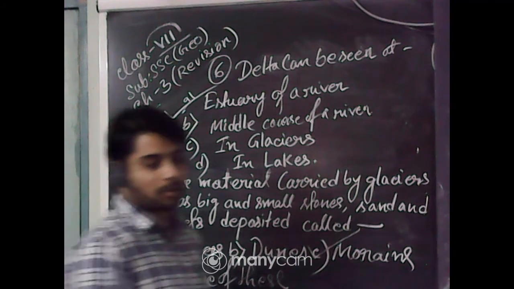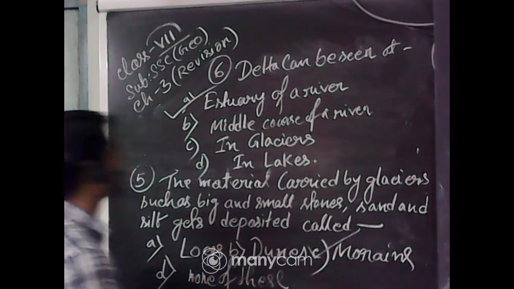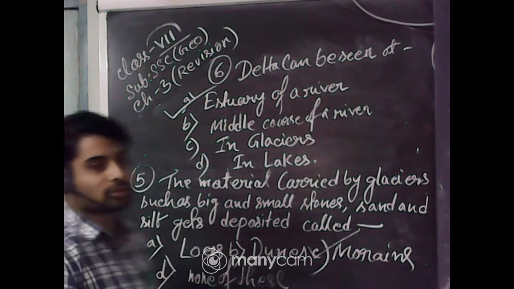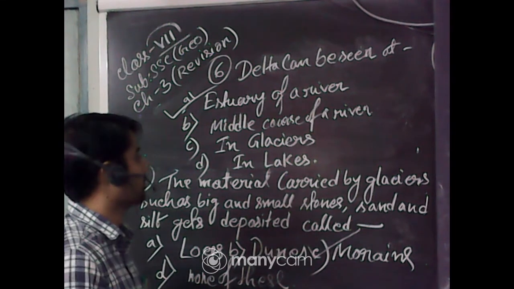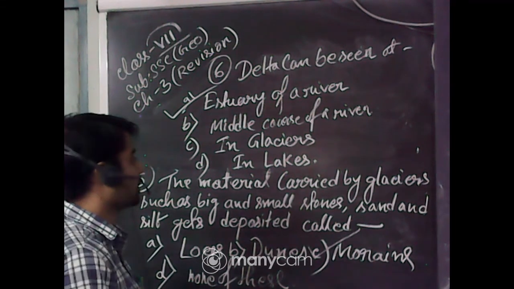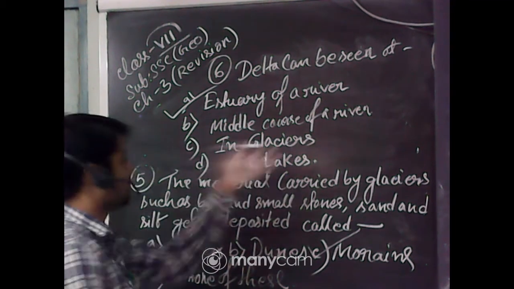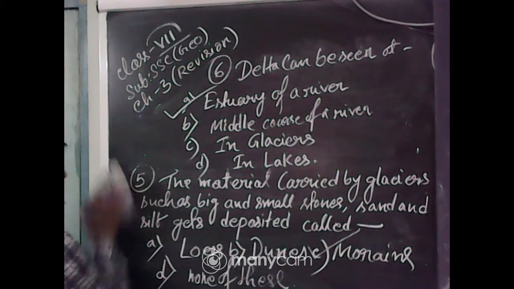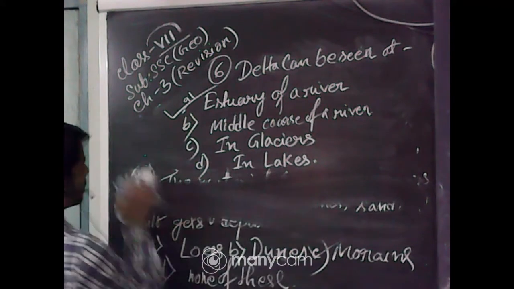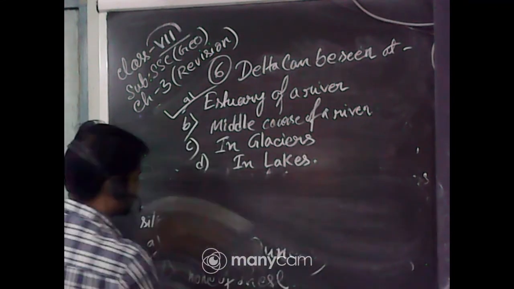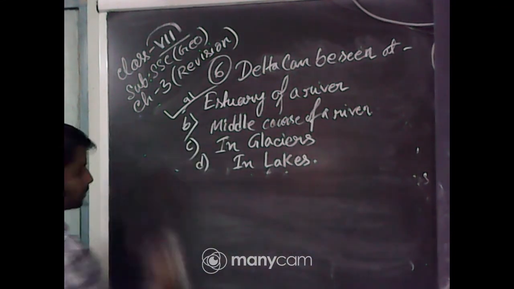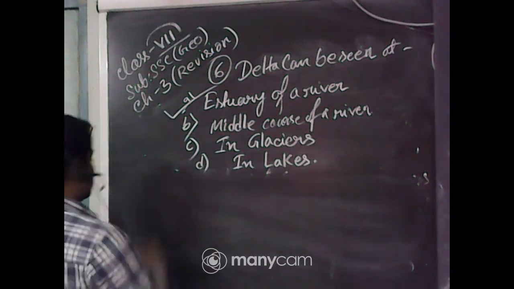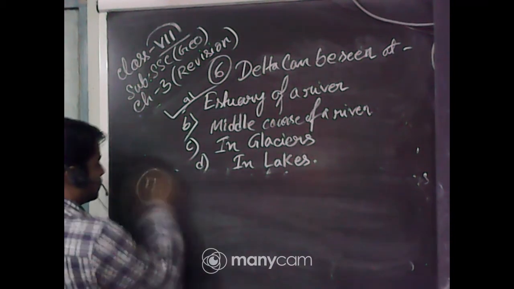Sometimes this type of option is also present, but some students were confused by this and gave the wrong answers. Some students also ticked that in lakes we can find delta, but it is wrong. Okay. So now question number 7. This is the last question from today's class.